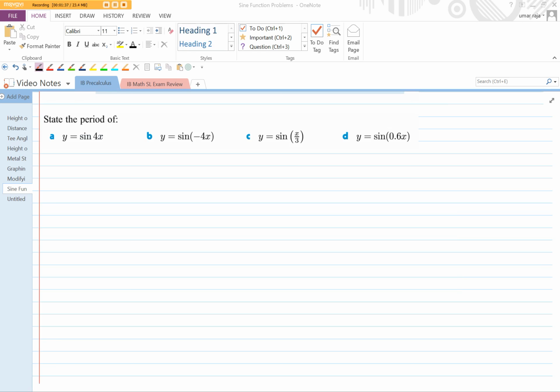Alright guys, as an example, we're going to look at these 4 problems. So what do you have to do in this? They're saying you have to find the period of each one of these. Now again, what do you notice about this? You can see that each one of these problems is a sine function. So let's actually start with problem number 1.